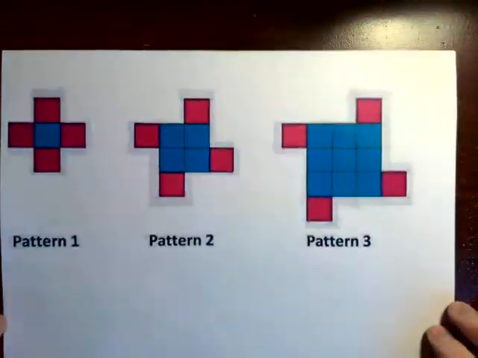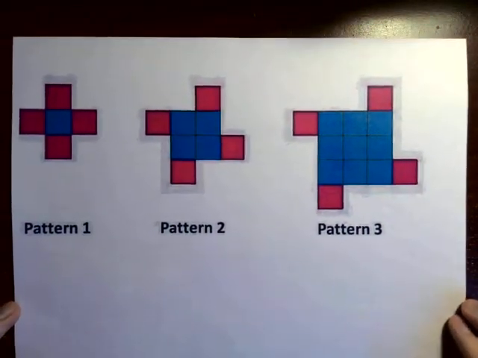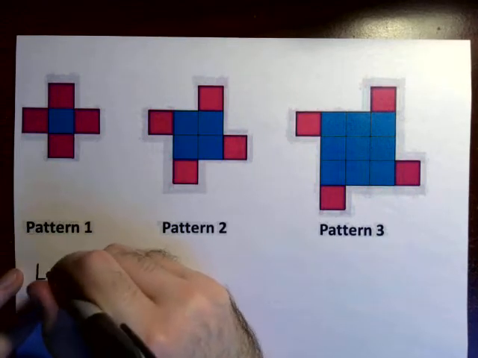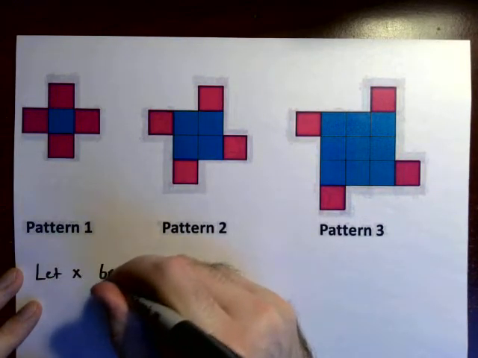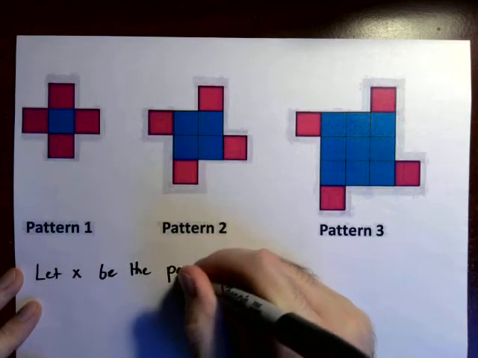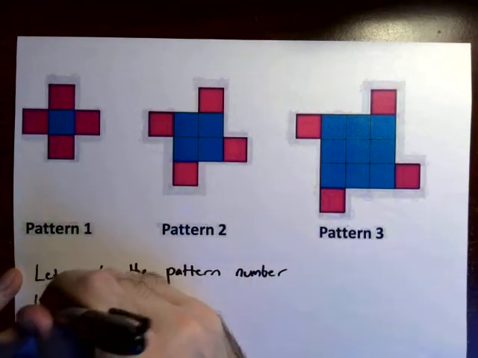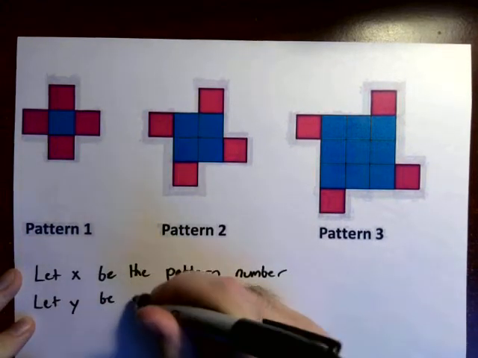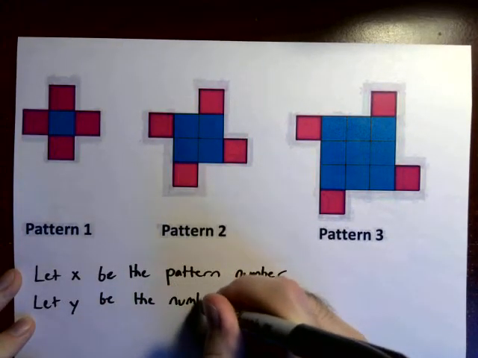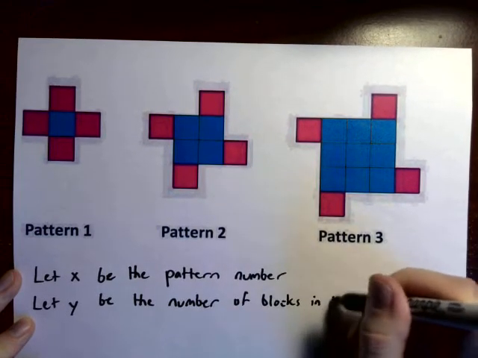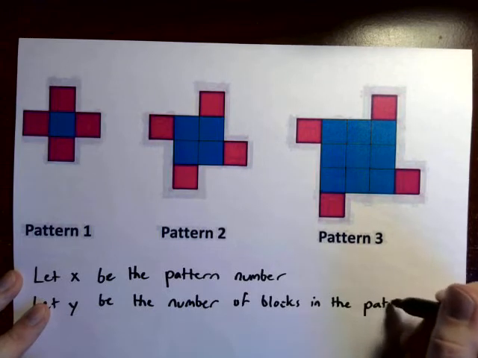So now we're going to look at another example. We're going to make an equation that represents the number of blocks in this pattern. So we'll say let x be the pattern number, and then let y be the number of blocks in the pattern.